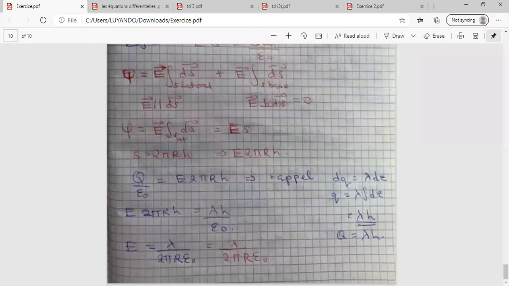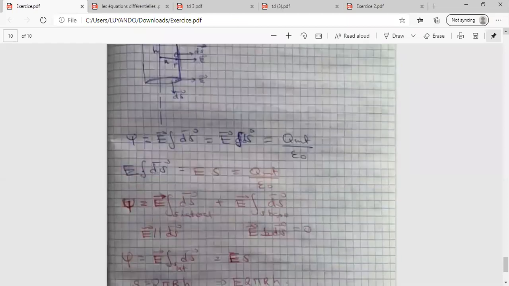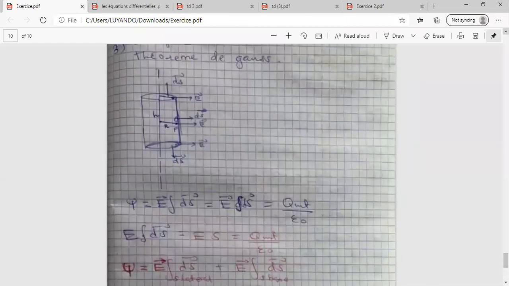There's a question. Sure. Just scroll up on the diagram. Yeah, what makes the direction of dS different between the bases and the sides? What makes them different? Okay, I get your question.